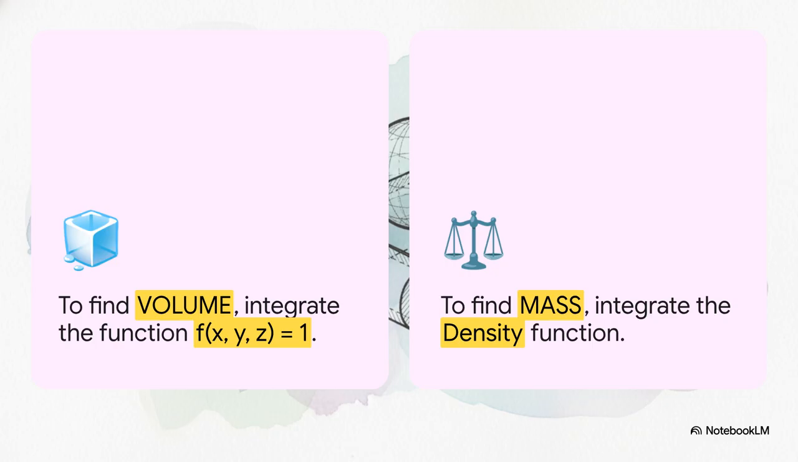As you can see here, if you integrate the number 1, you're just adding up all those tiny volume bits to get the total volume of the shape. Easy enough. But if you integrate a density function instead, you're adding up the mass of each tiny bit to find the object's total mass. It's that simple. The function you integrate is the property you find.